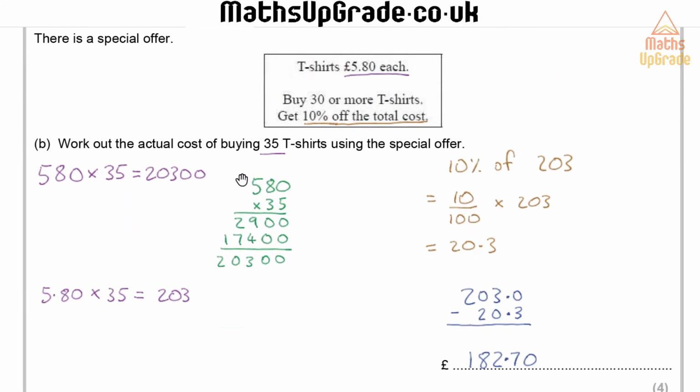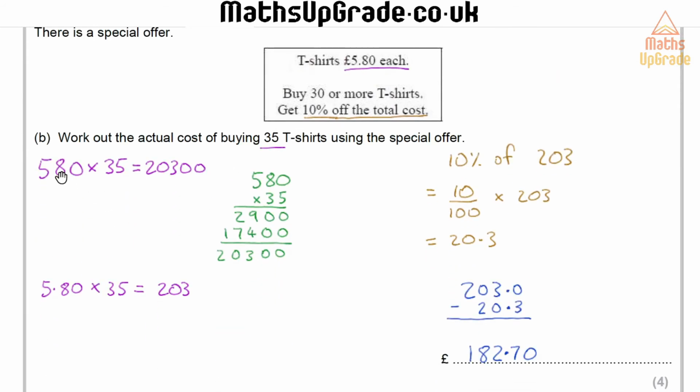So for this, the actual cost is £5.80 times 35 t-shirts. Without a calculator, that's not straightforward to do, so I'm just going to do 580 pence times 35 t-shirts. So this is in pence. Using the column method shown here, I get an answer of 20,300 pence. To turn that back into pounds, I can just divide by 100. So that is £203, and that's a reasonable answer.